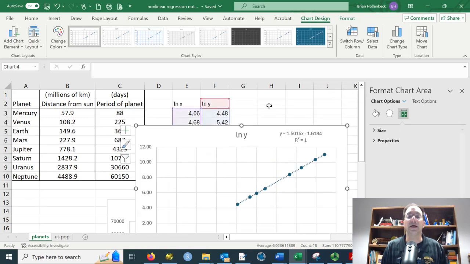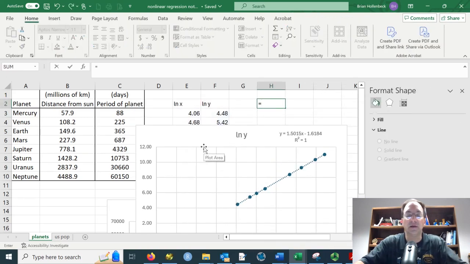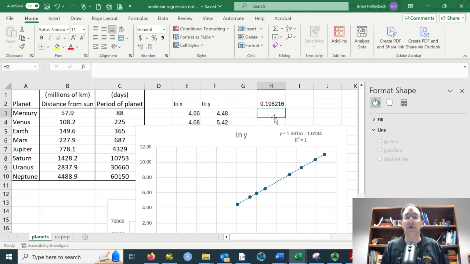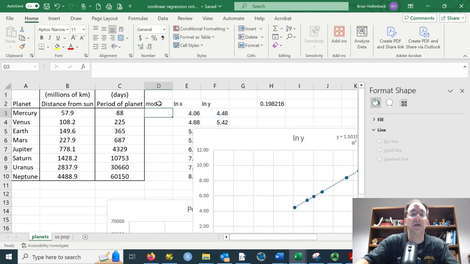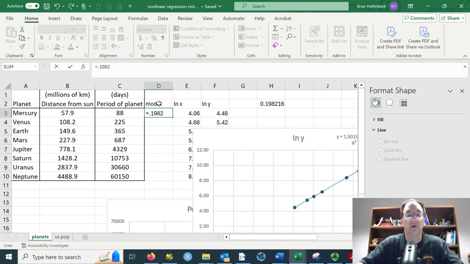So if I want the original a, then I need to take the exponential, so exp of negative 1.6184. And we get 0.1982. So our model then, we could try it out to see how good it does. Our model then would be 0.1982 times x raised to about the 1.5 power.